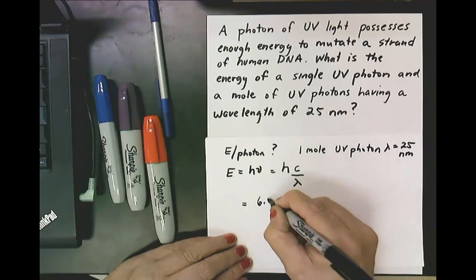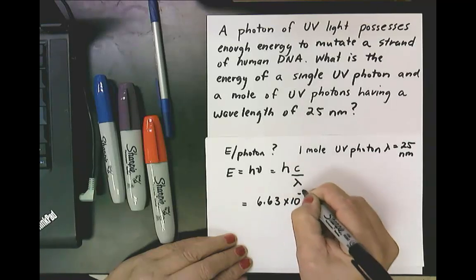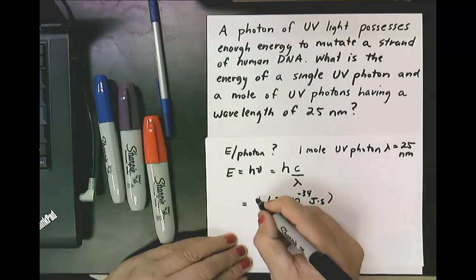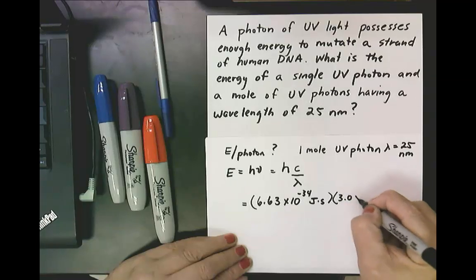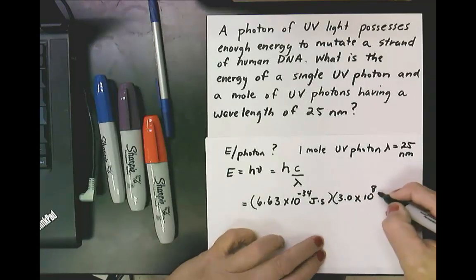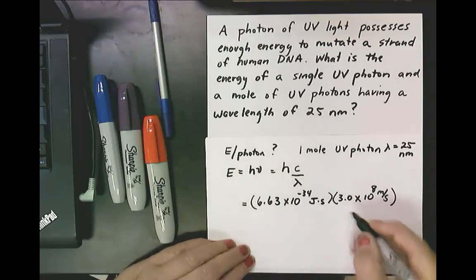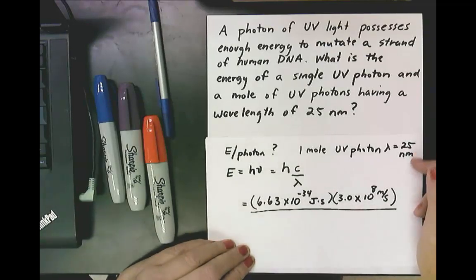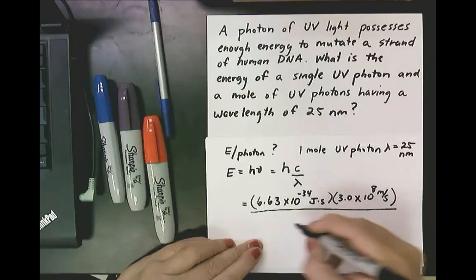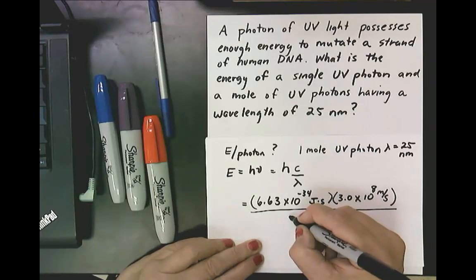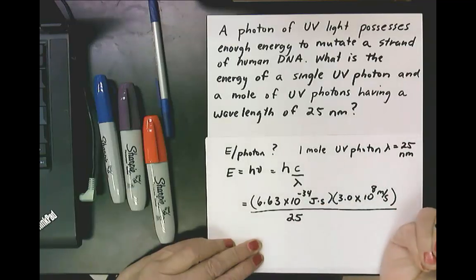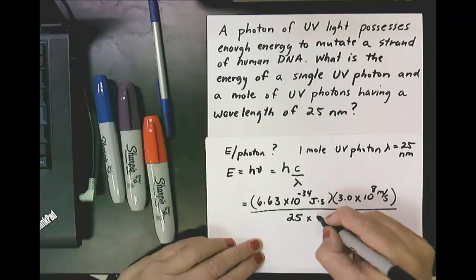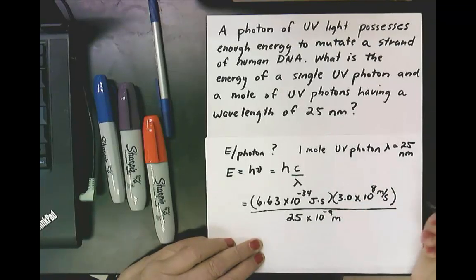Okay, so I know Planck's constant, so this is h. I know the speed of light. I'm going to use, again, 3 instead of 2.99. And then I know that I am dealing with wavelengths of 25 nanometers. So again, remember, wavelength can't be in nanometers. It's got to be in meters to have our units work together. So a nano is 10 to the negative ninth, so I'm going to take that out so that I'm just in meters.